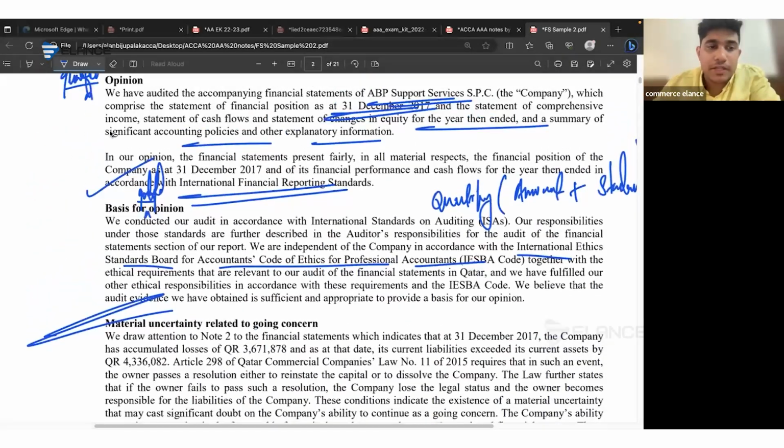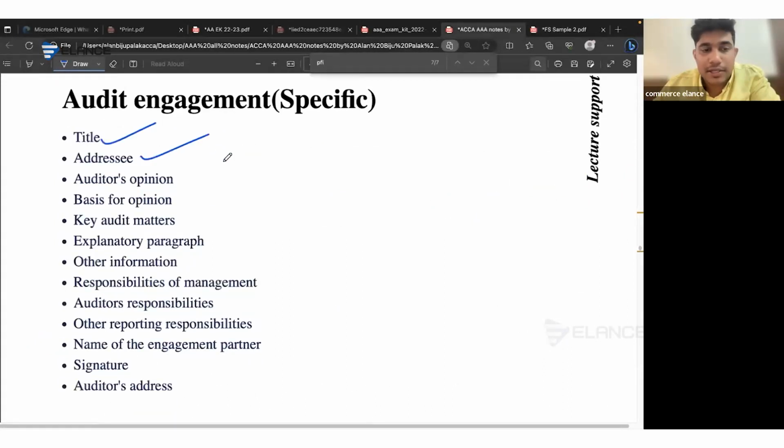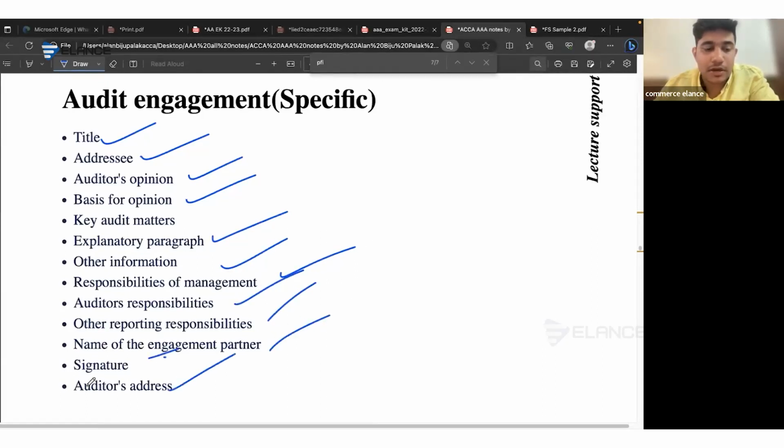First of all, we need to provide the title. Then we need to give the addressee, opinion, basis for opinion, explanatory paragraph, other information, responsibilities of management, auditor, reporting responsibility, name, signature, address, and finally the date should also be provided.